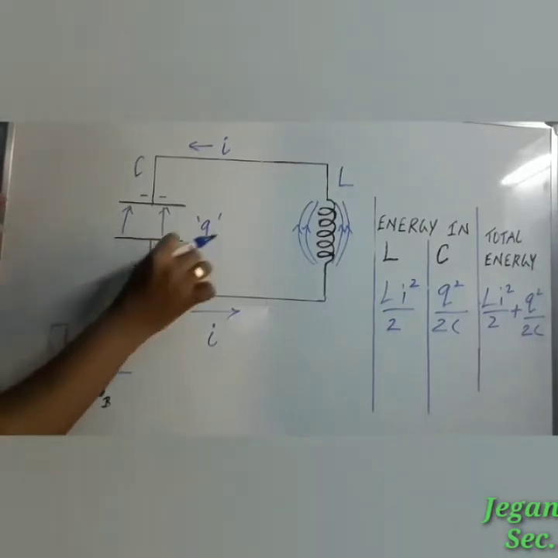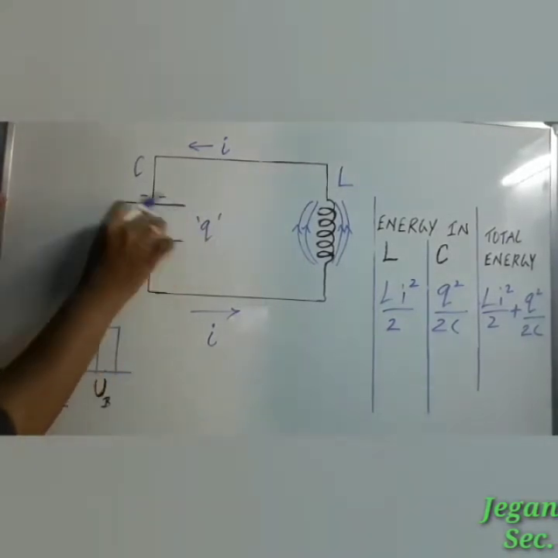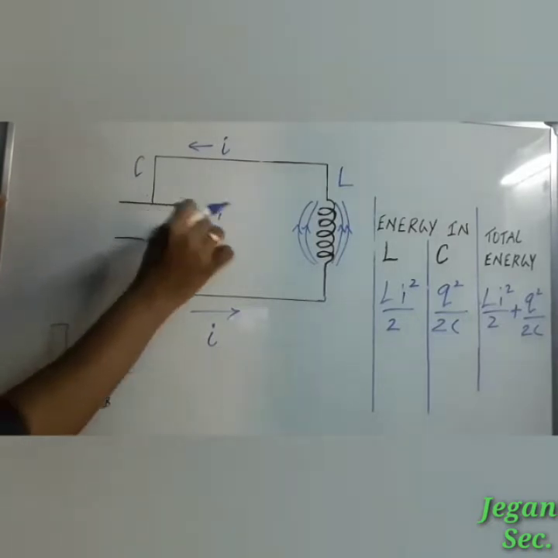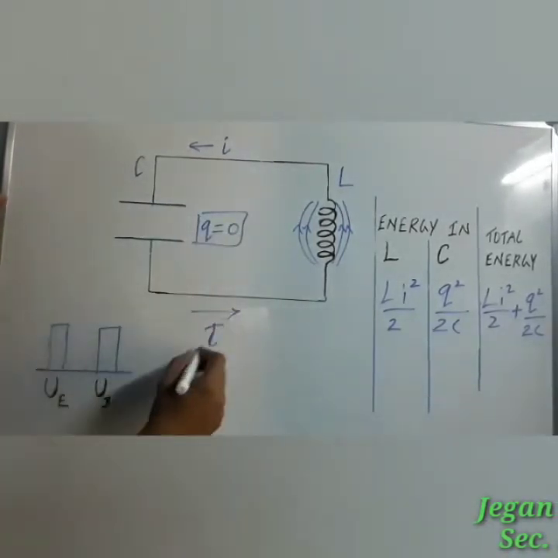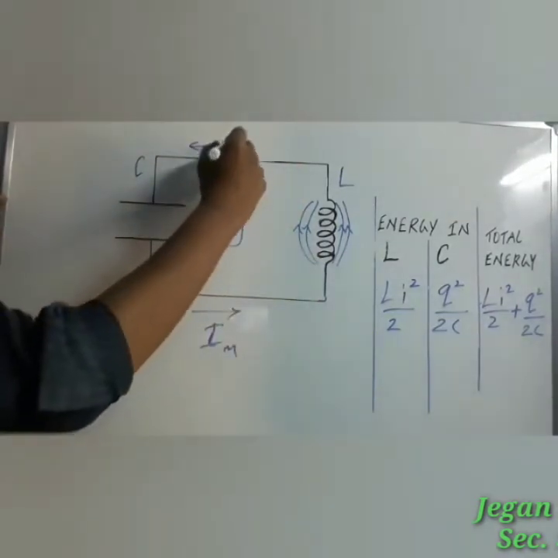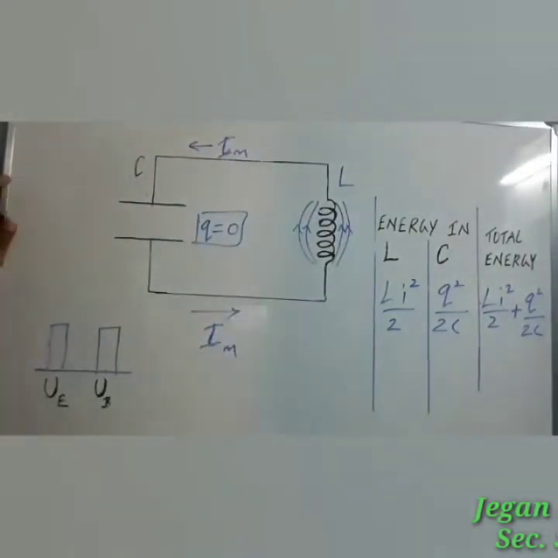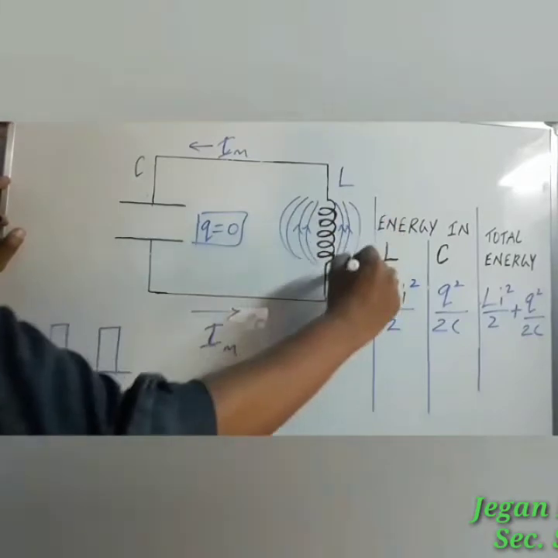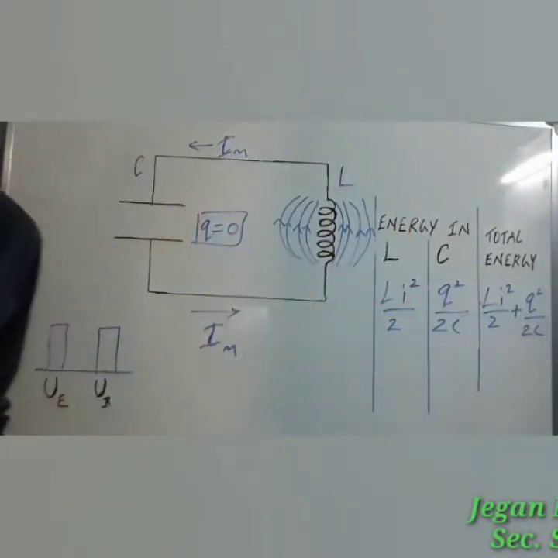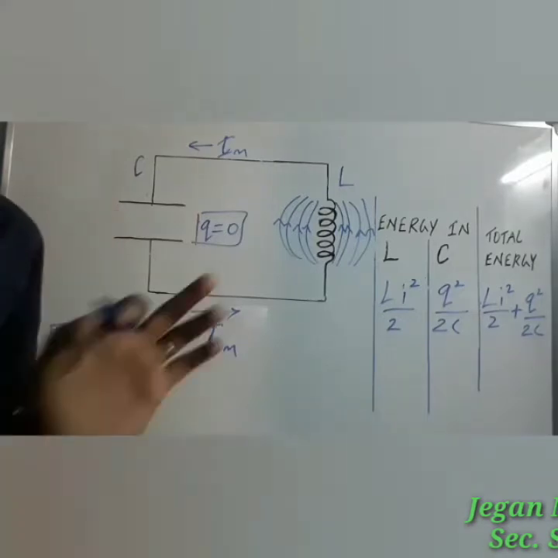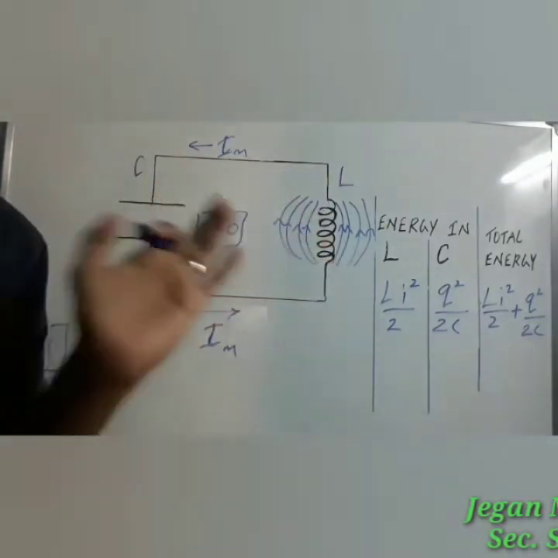Capacitor is going to fully discharge. So the charge is equal to 0. So the maximum current starts to flow in anti-clockwise direction. This passes through the inductor. So the magnetic field produced around the inductor is maximum. Now the energy stored in the capacitor is 0. That means the inductor has the maximum energy.